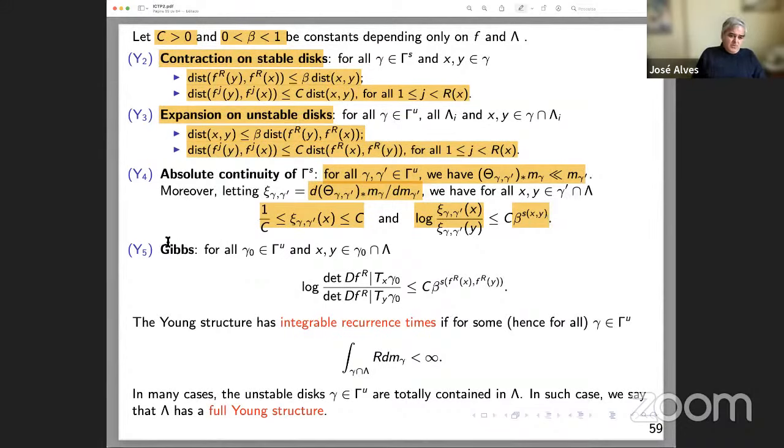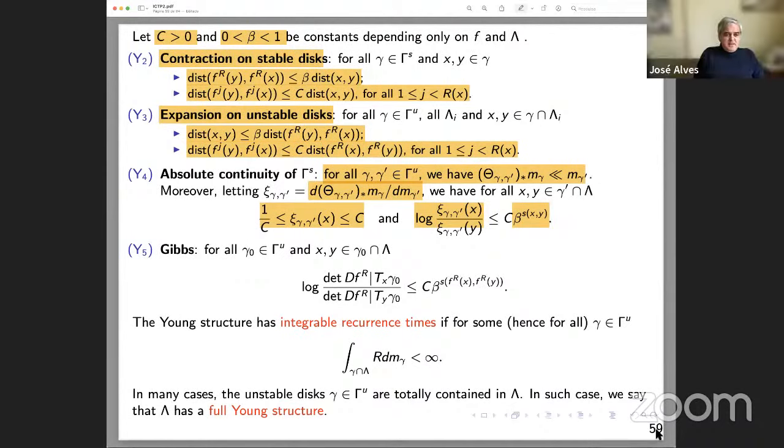Payman asked a question. He wants to know if the distance that you consider is the distance on the leaf. Yes, it's always the distance on the leaf. Okay, thank you.